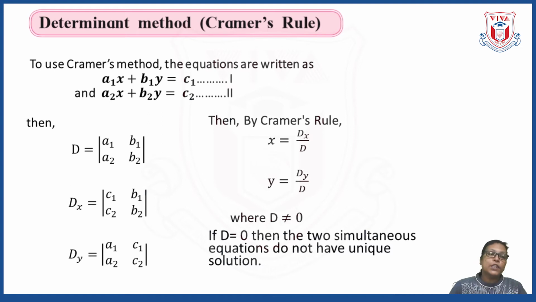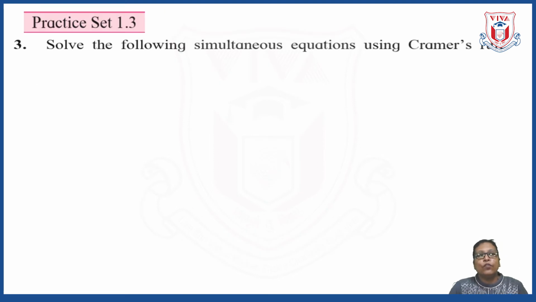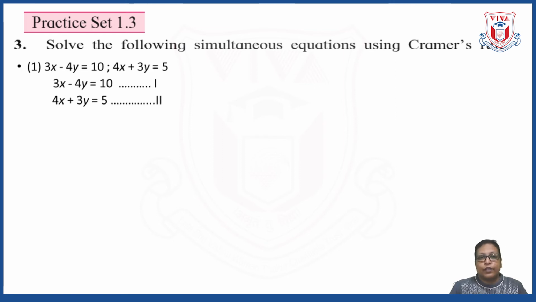Okay. So let us try to understand this method better by taking one example. Okay, so practice set 1.3, from that question number 3. Solve the following simultaneous equations using Cramer's rule. Okay, so let us see what the question is. The question is 3x minus 4y is equal to 10 and 4x plus 3y is equal to 5.